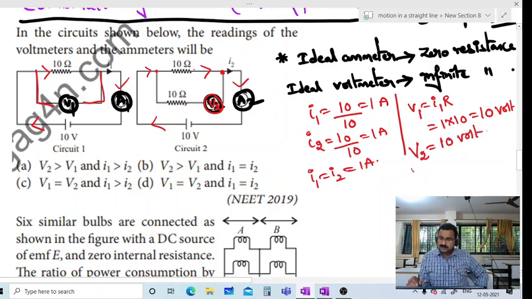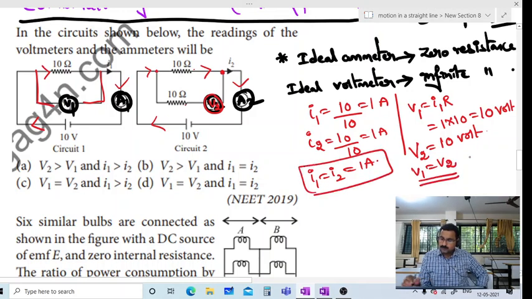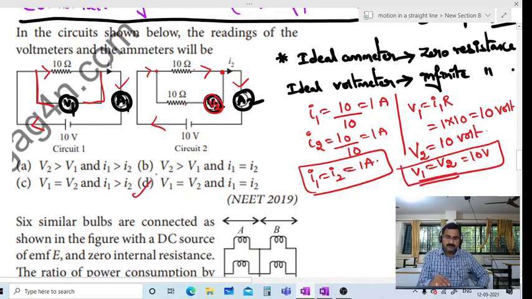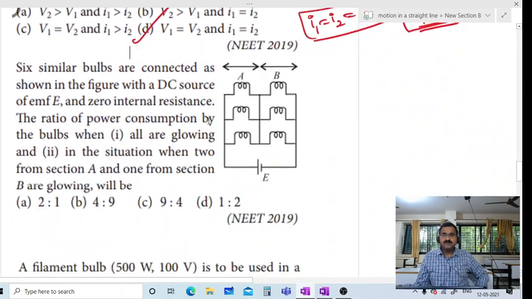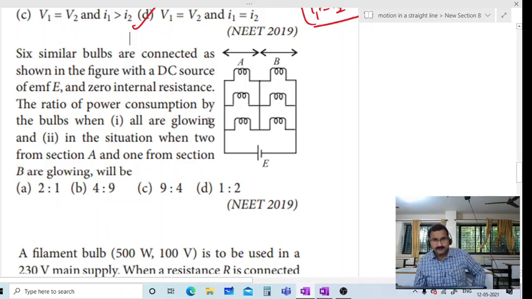So what is the answer we got there? V1 is equal to V2. So that is the fourth option we are getting there: V1 equal to V2 and I1 is equal to I2.